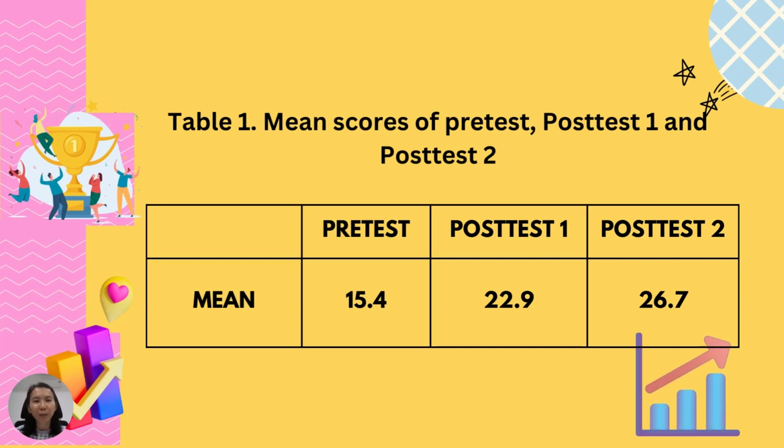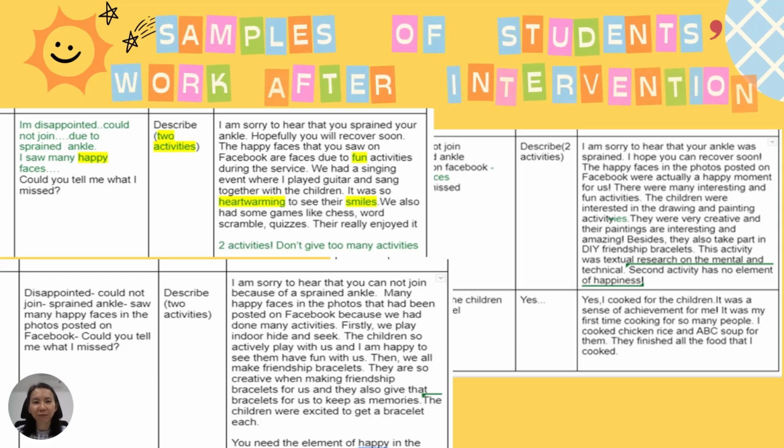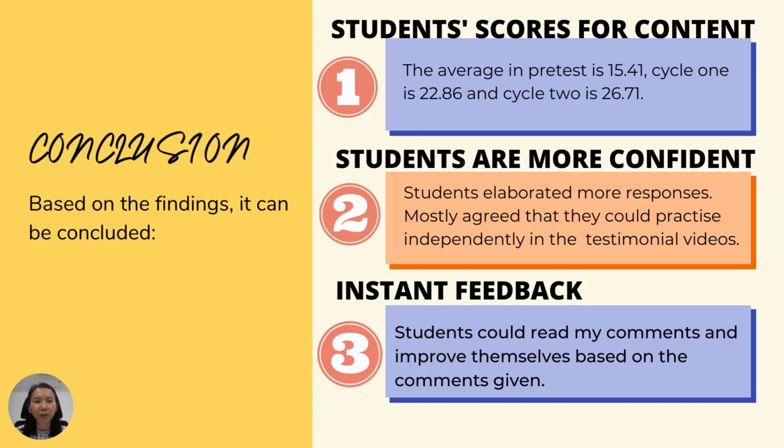And here you can see the mean scores of pre-test, post-test 1, and post-test 2. It shows that post-test 2 has higher mean scores. Now, these are some of the samples of students' work after the intervention. As you can see, they managed to elaborate further and they managed to identify the keywords. So, based on the findings, it can be concluded that the students' scores for content have improved, the students are more confident in writing, and they are happy because they managed to get instant feedback.